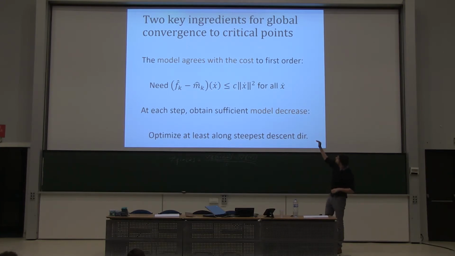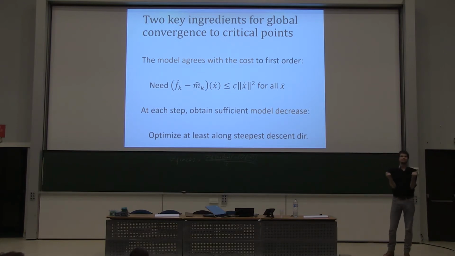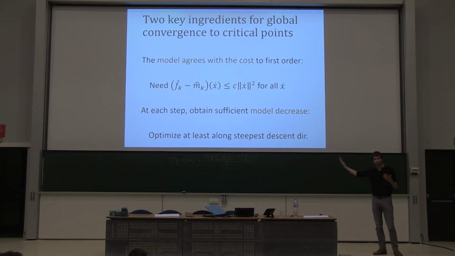Looking at the first line, you need the model to agree with the cost at least somewhat. Okay, and the reason for it is that at each step we're minimizing the model, not the cost. But in the end, we want to minimize the cost.